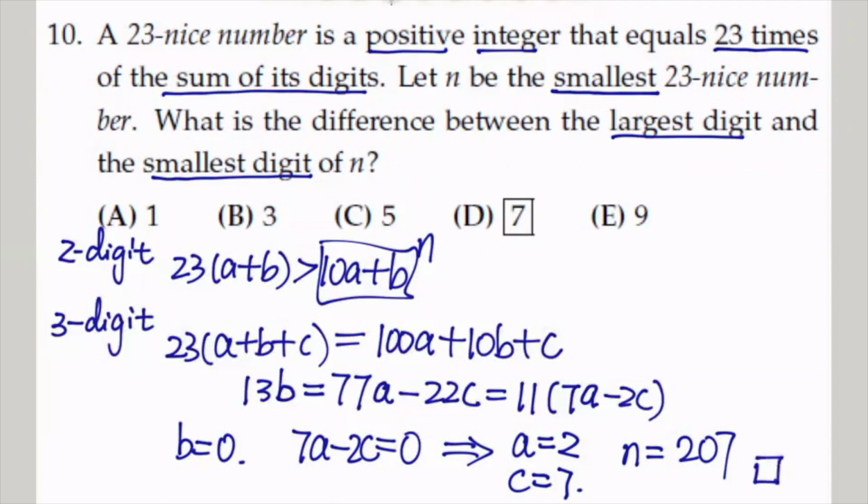Okay, so we're done with this question. You might be curious how many 23-nice numbers there are. Let's look at 4 digits. Let A, B, C, D be the digits. Then by the definition, the number is 23 times the sum of the digits. But this is less than or equal to 23 times 36, because A, B, C, D are numbers between 0 and 9. If you multiply, this is less than 1,000. But we are looking at a 4-digit number, which has to be at least 1,000, which means that 4-digit doesn't work. Similarly, you can see that more digits won't work. So 207 is not only the smallest, but also the only 23-nice number.